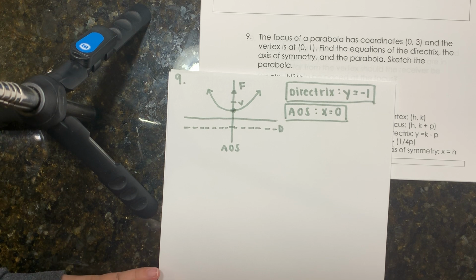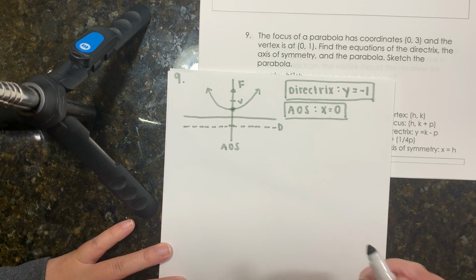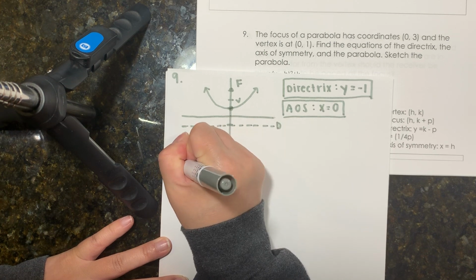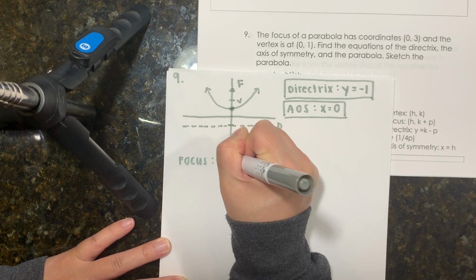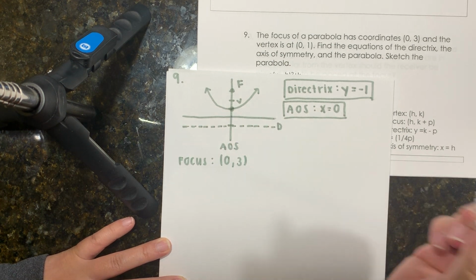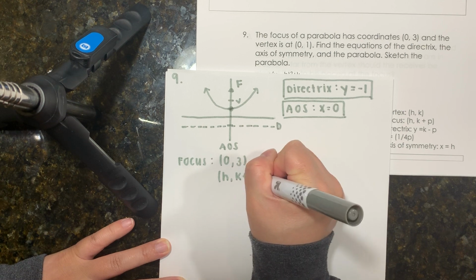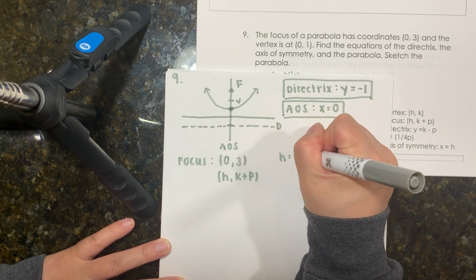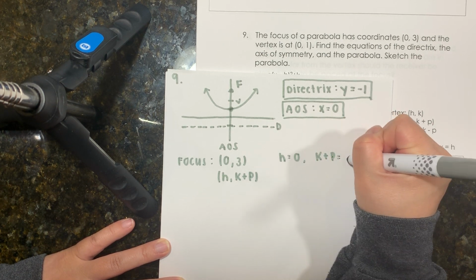All I'm left with now is I have to find the equation of the parabola. So I do have to work backwards now. So for my focus, let's just start here. For the focus, I am given 0, 3. And for the focus, the equation is h, k plus p. So that means my h is 0. And my k plus p is going to be equal to 3.